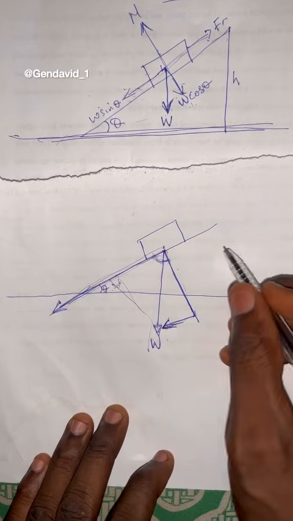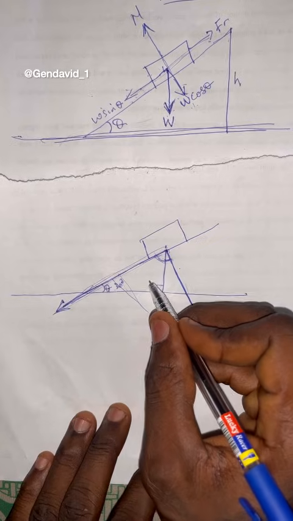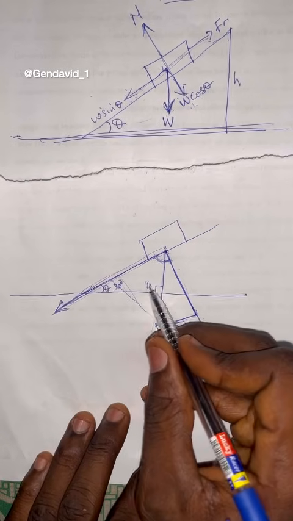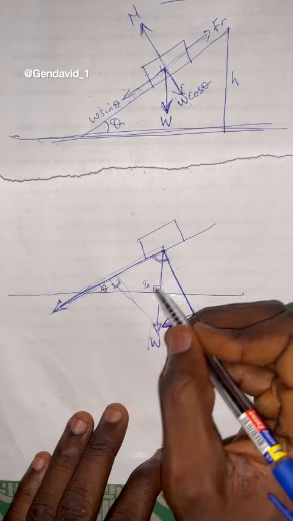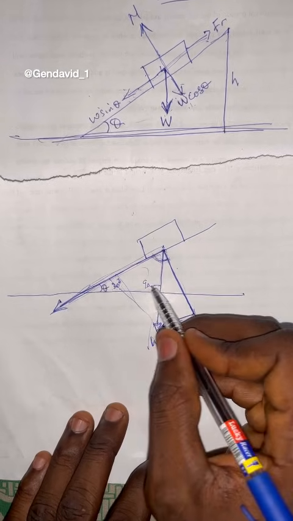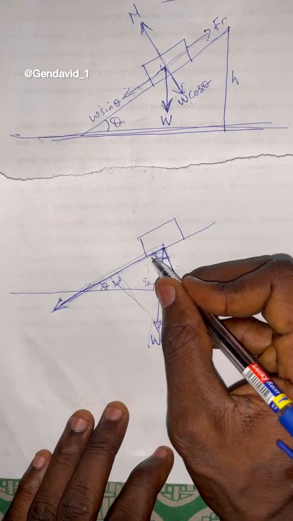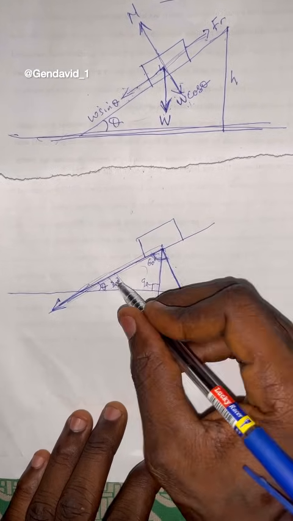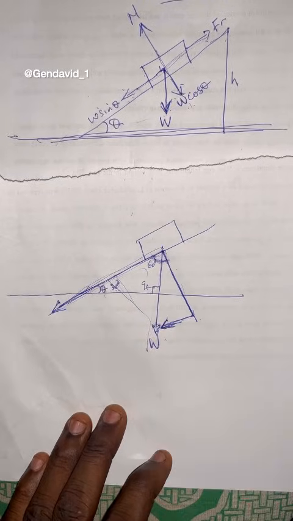The summation of the angles in a triangle is 180. If this angle is 30 degrees, this one will be 90. 30 plus 90 is 120. This is a triangle here, this is a triangle here, this is a triangle. If these two angles take 120, this one should take 60, because it will remain 60 for this to be 180. So 30 plus 90 plus 60 will give us 180.